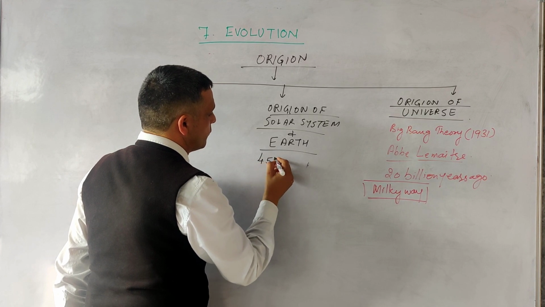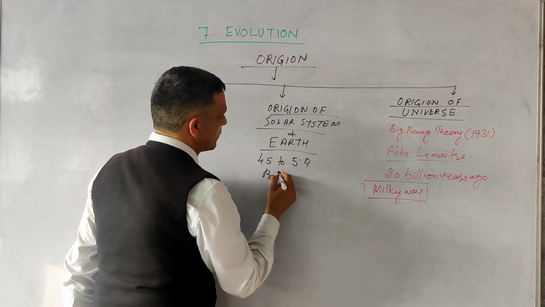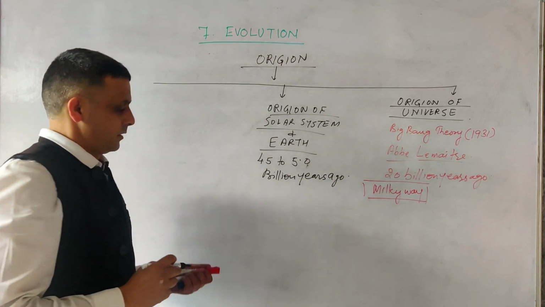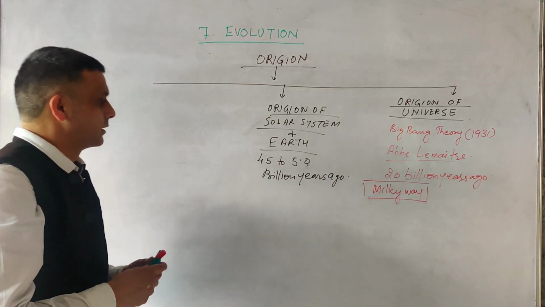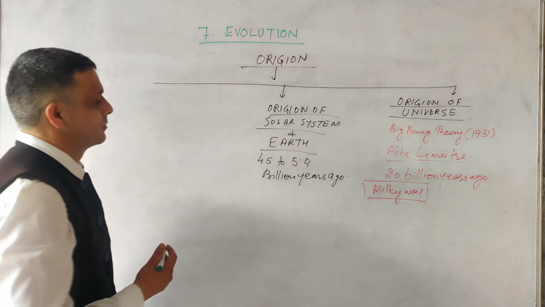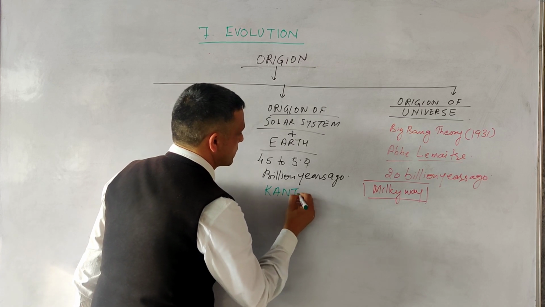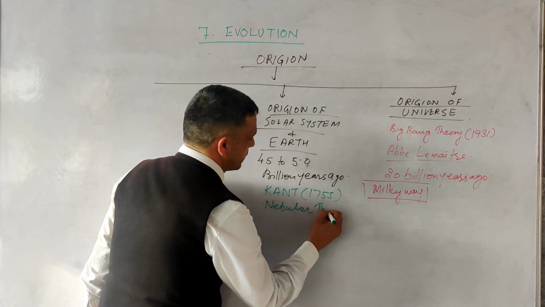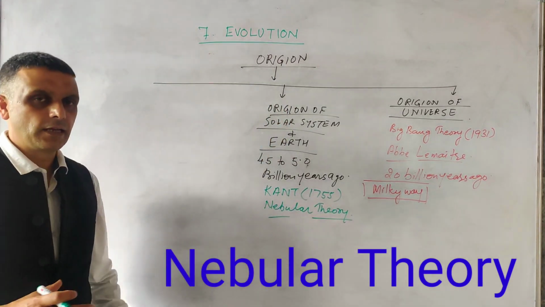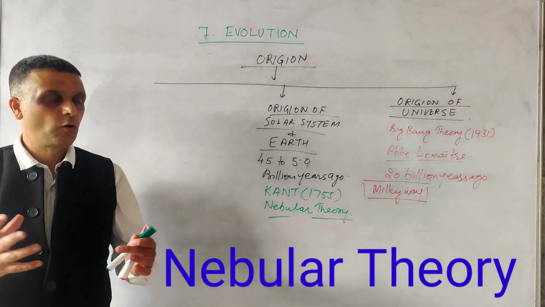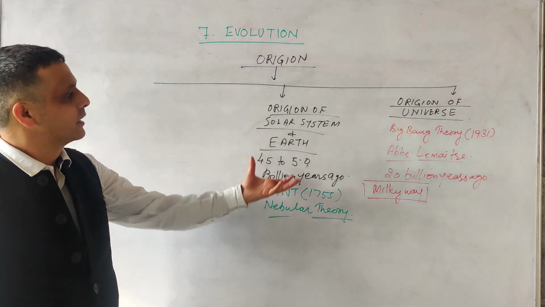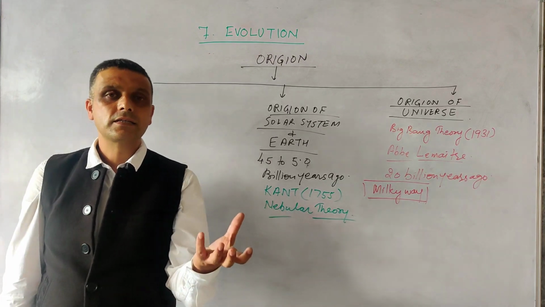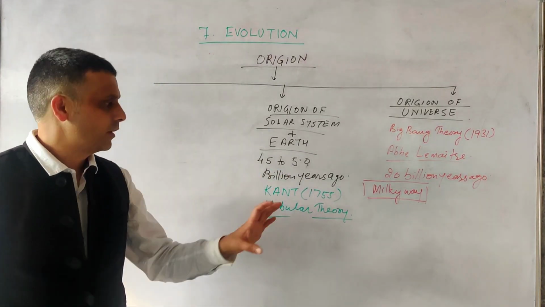time duration of 4.5 to 5 billion years ago. And one of the most famous theory to support this origin of solar system is the theory given by Kant in the year 1755, that is known as Nebula Theory, which specifies that there had been a huge nebula or cloud of gases which cooled down and led to the formation of our solar system, which obviously include the sun, the various planets, its satellites, comets and other celestial bodies of our solar system.